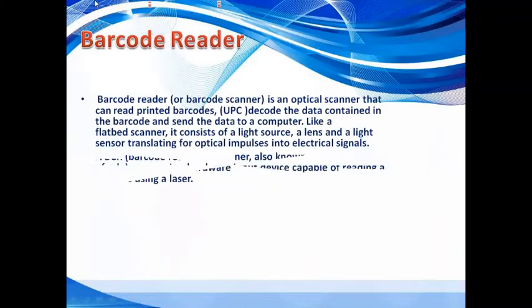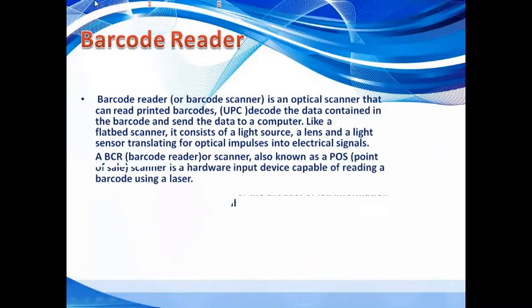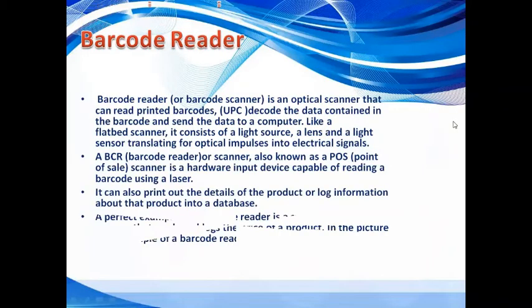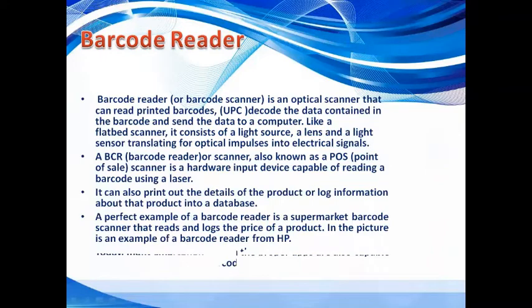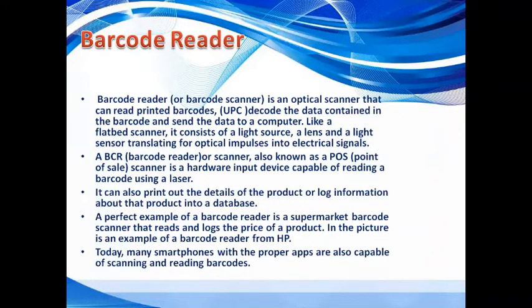The next is the barcode reader. A barcode reader, or barcode scanner, is an optical scanner that can read printed barcode UPC. UPC stands for Universal Product Code, and it is used to decode the data contained in the barcode and send the data to the computer, like a flatbed scanner. It consists of a light source, a lens, and a light sensor translating optical impulses into electrical signals.